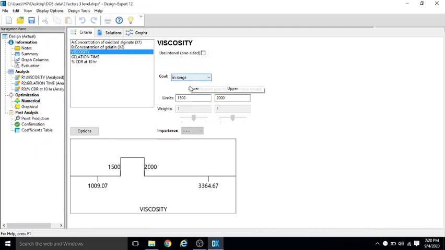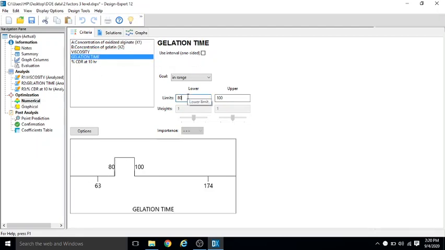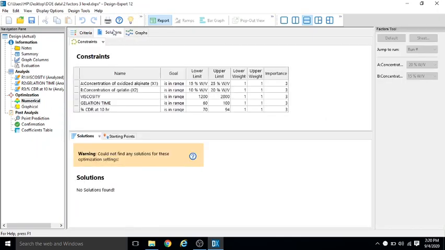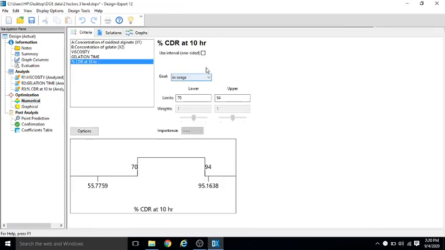Hmm. So we have to go for the larger range. So let me write 1200. This would be 60 seconds and this would be 70. And let us see. Oh, something is wrong here, I think. Use interval one side. Okay.